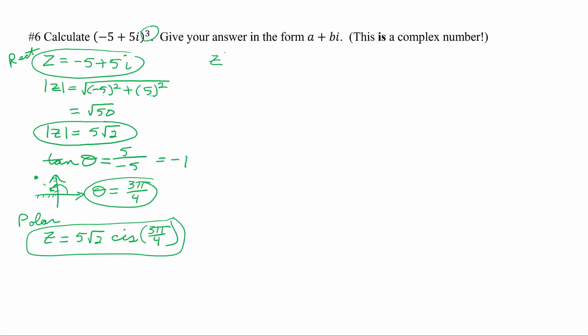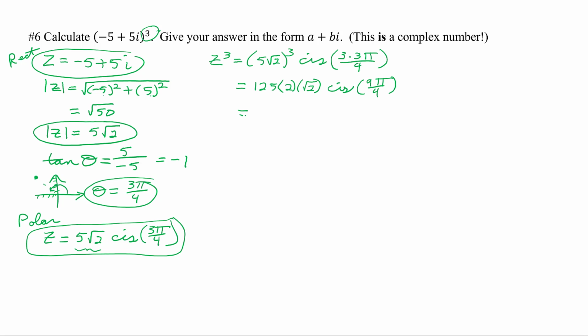So z cubed is going to equal, we take the modulus of z, which is 5 square root 2, and we cube the modulus, cis, and then we're going to take that number 3 and multiply 3 times our argument. So we're going to have 3 times 3 pi over 4. That gives us z cubed is equal to 5 cubed, which would be 125, times square root of 2 squared, times square root of 2. If you think about it, as we're cubing here, cis, and we're going to have 9 pi over 4.